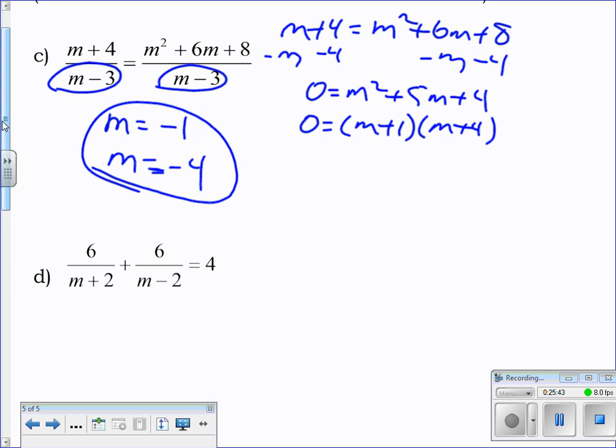It can be -1 because it won't give me 0 in my denominator. I don't care about the numerator, I only care about the denominator. And both of those do work.